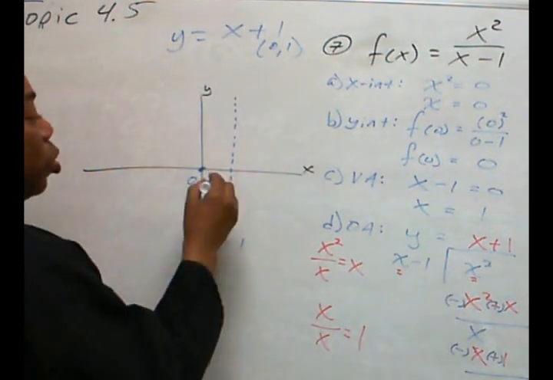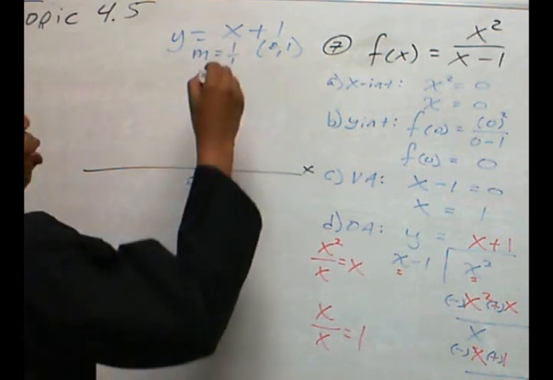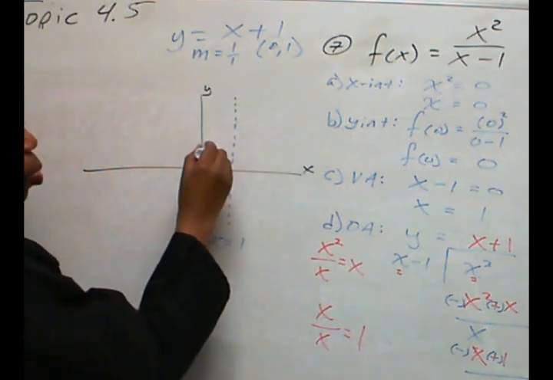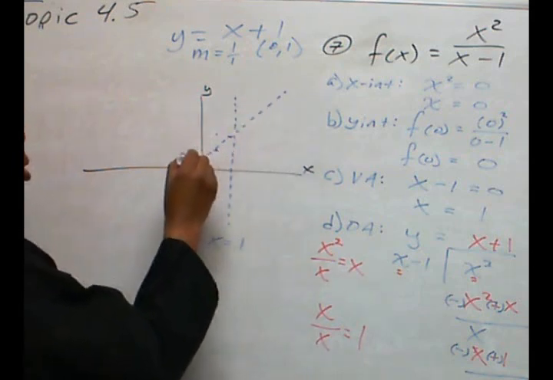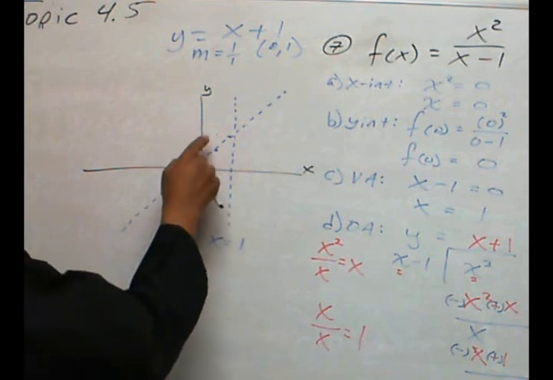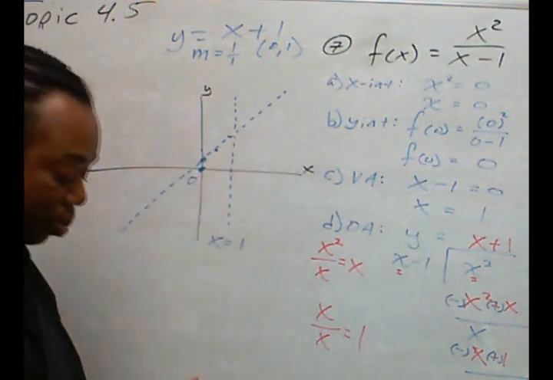So we're going to go to 0, 1 right here, and the slope will be 1 over 1, so I'm going to rise 1 and run 1, rise 1 and run 1. And this becomes my other asymptote. Okay, so now we have all 4 parts in.